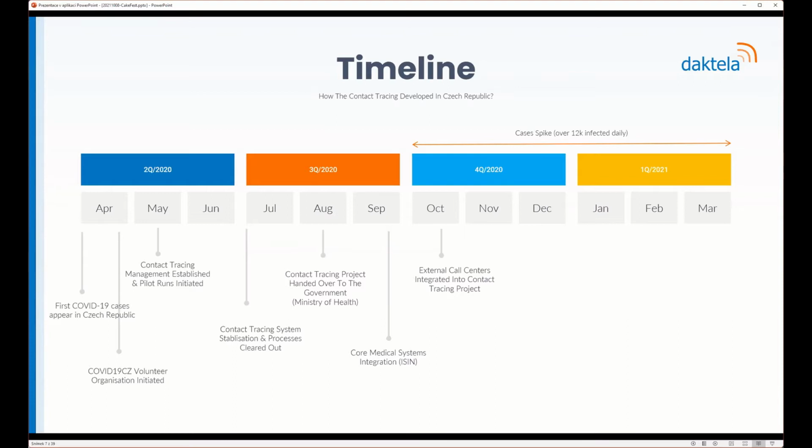But the important thing is that we've actually finished all these implementations and this CakePHP platform building before this cases spike has occurred. The most important thing was in September, when we've integrated the primary medical system of the Ministry of Health, which contains information about all the infected patients and COVID risk patients, etc.